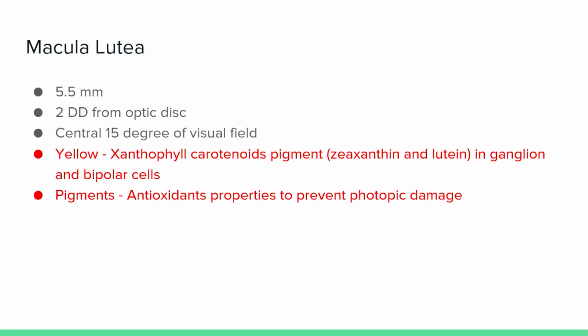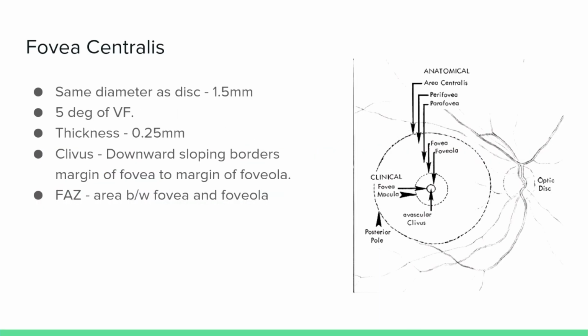It is yellow in color due to presence of xanthophyll carotenoid pigments, zeaxanthin and lutein, in the ganglion and bipolar cells. These pigments have antioxidant properties to prevent photic damage. Fovea centralis, it is same diameter as disc, 1.5 mm. It represents 5 degrees of visual field. Thickness is 0.25 mm.